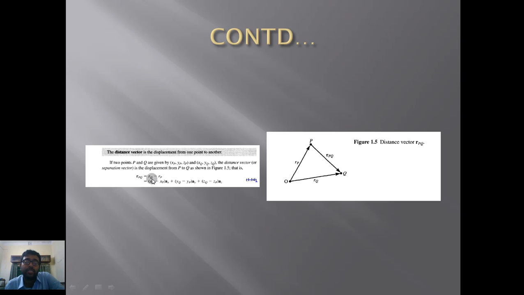This is basically this, from this position the point is displaced from P to Q. So the basic distance between both of them can be expressed with their positions, x_q minus x_p along the x axis, this is for along the y axis, and this is for along the z axis. If we subtract along the x axis, along the y axis, along the z axis, we will get the distance vector r_pq. This is the example of distance vector r_pq. Let's go to the next slide.